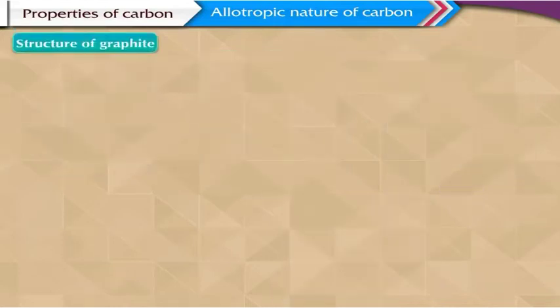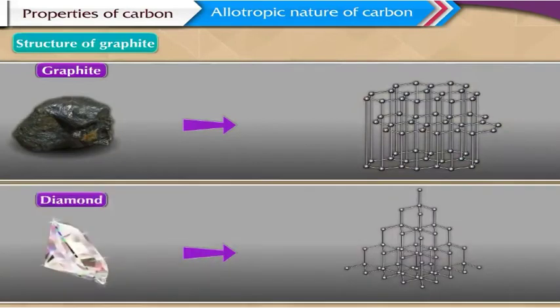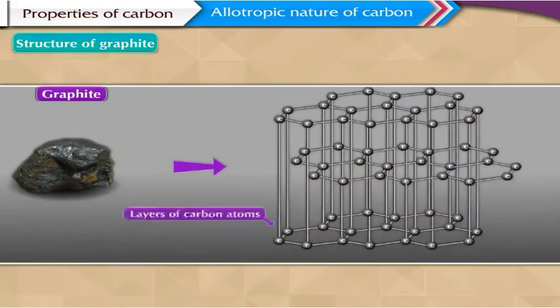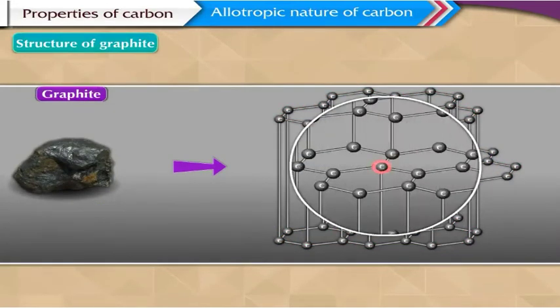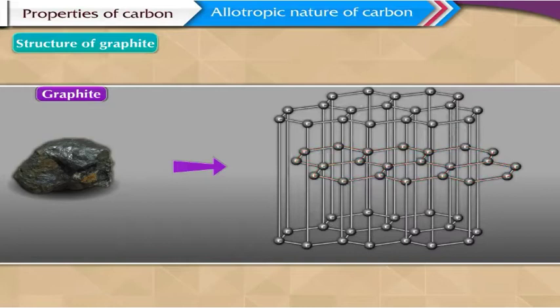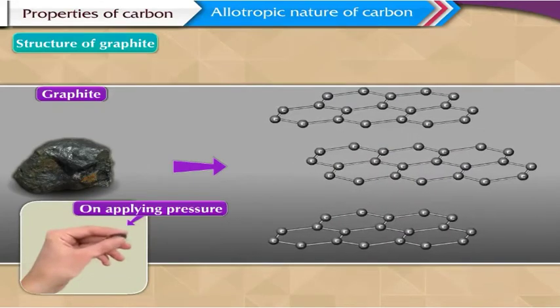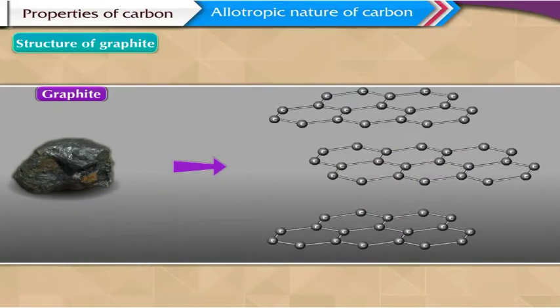Structure of graphite. The structure of graphite is very different from that of diamond. A graphite crystal consists of layers of carbon atoms or sheets of carbon atoms. Each carbon atom in graphite is joined to three other carbon atoms by strong covalent bonds to form a flat hexagonal layered structure. Various sheets or layers of carbon atoms form a graphite crystal. On applying pressure, these layers can slide over each other. One layer of graphite is called graphene.